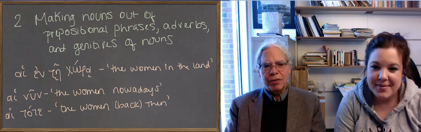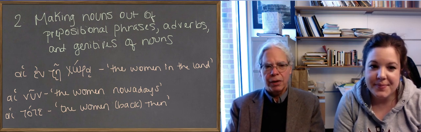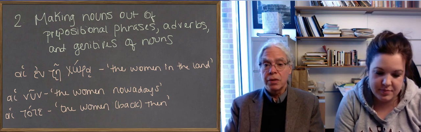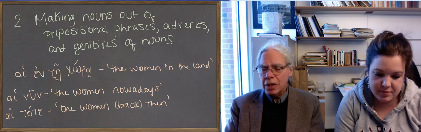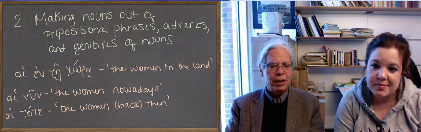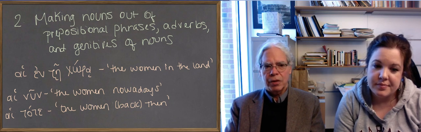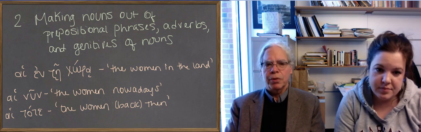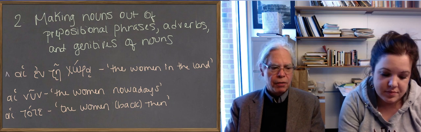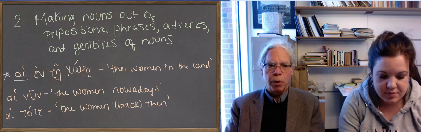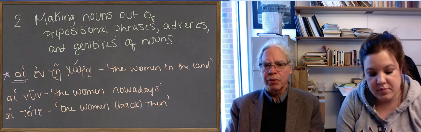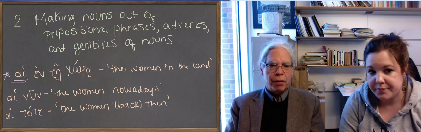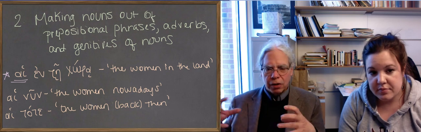All right, here's the second thing that you can do with the definite article. You can make nouns not just out of adjectives, but out of prepositional phrases, adverbs, and nouns in the genitive case. These are things that we don't do, okay? So if you have, as in our first example, en te chora, which is the prepositional phrase that by itself means in the land, and you stick an article in front of it, say a feminine one, and we're giving you examples in the nominative case because that's the default case, but obviously these can be in different cases. They're just like any noun. So that'll mean the women in the land, as a chunk.